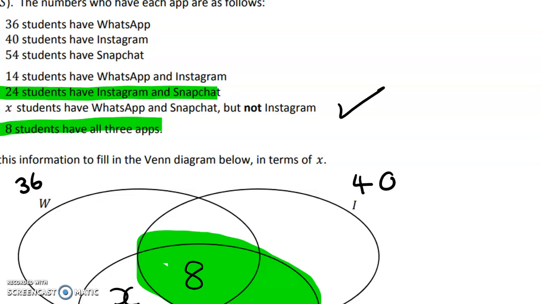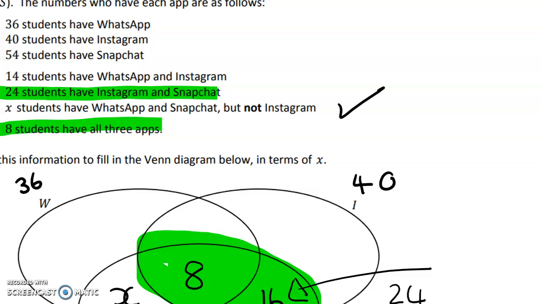So if I now know 8 is here, I know that 24 is the entire section there in green because 24 students have Instagram and Snapchat. But therefore 8 of them have all 3 apps. So to get in here, 24 take away 8 will give you 16. So 16 have Instagram and Snapchat.